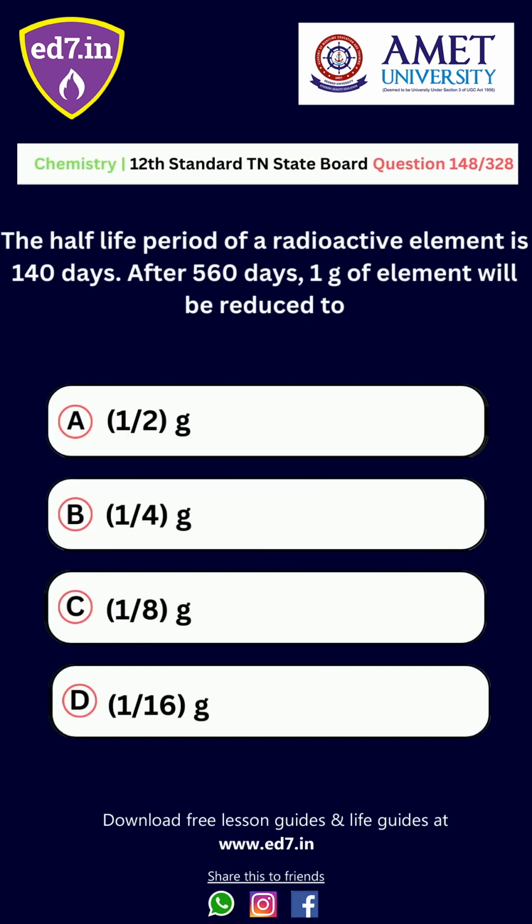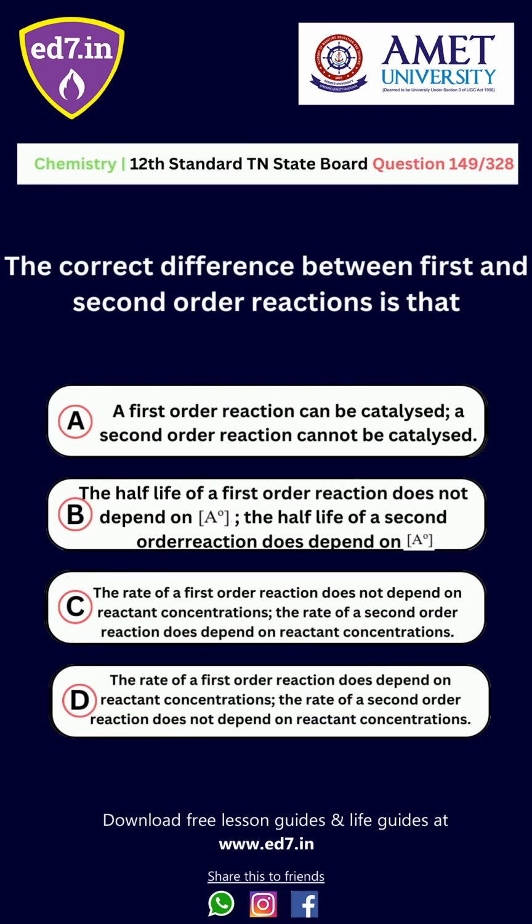Question number 148. The half-life period of a radioactive element is 140 days. After 560 days, 1 gram of element will be reduced to: option A, 1/2 gram; option B, 1/4 gram; option C, 1/8 gram; option D, 1/16 gram. The correct option is option D, 1/16 gram.